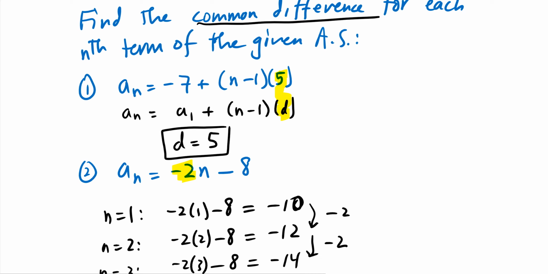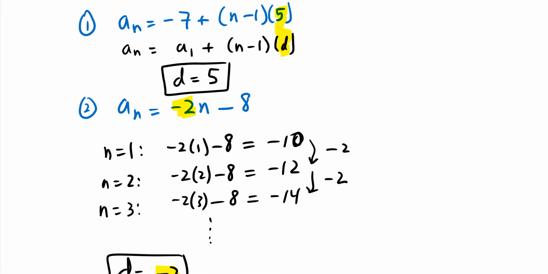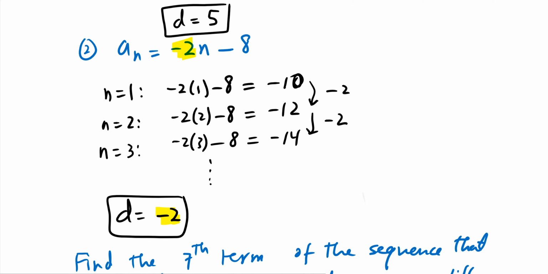I took n equals 1, substituted in. I got -10. For n equals 2, I got -12, -14, and so on and so forth. And I notice every time we are subtracting 2. So that's what d is. D is the -2, the common difference. Every time we're adding the same number, which is -2.